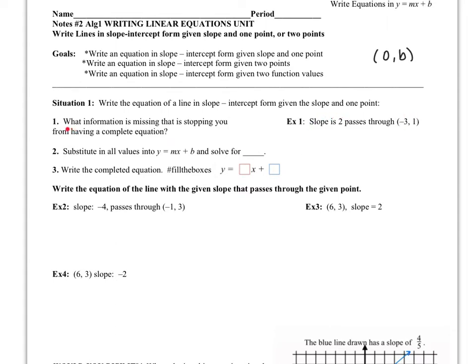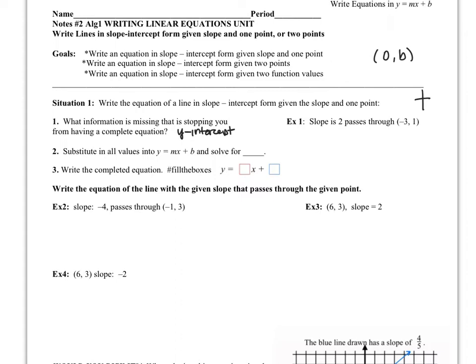And so the first question is, what information is missing that's stopping you from having a complete equation? The thing that we don't know is the y-intercept. We could currently fill the first box with our slope because our slope is 2, but since this point is not a coordinate of 0 for x, that means it's not the y-intercept. And if you think about that on a graph, if you were to graph the point -3, 1, you would go 3 to the left and then 1 up, and so you wouldn't be sitting on the y-axis.